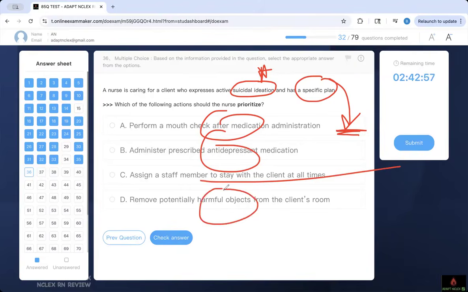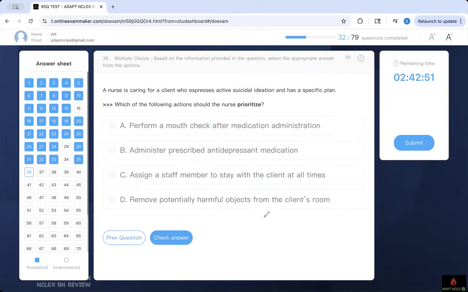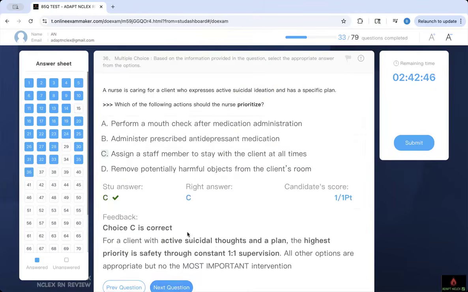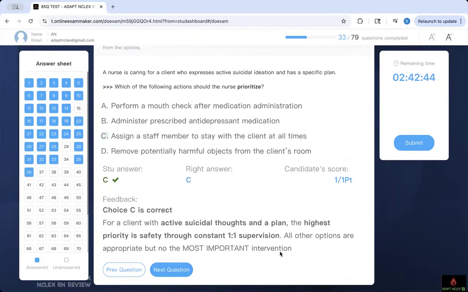It's okay to remove an object, but you're going to leave. All of them, you're going to leave. There's one that says you're watching them like a hawk. I'm staying with you, one-to-one. The most important is one-to-one supervision. Active suicidal thought and the plan. The highest priority is what? One-to-one. Write it down.